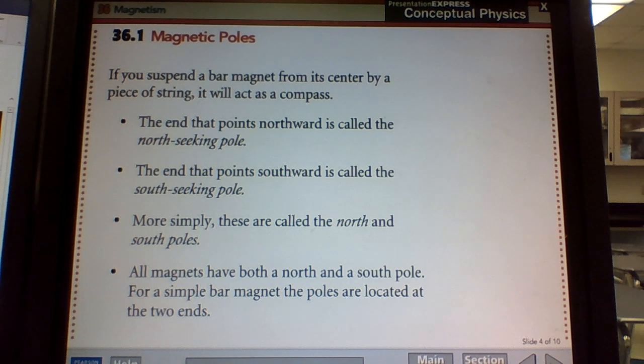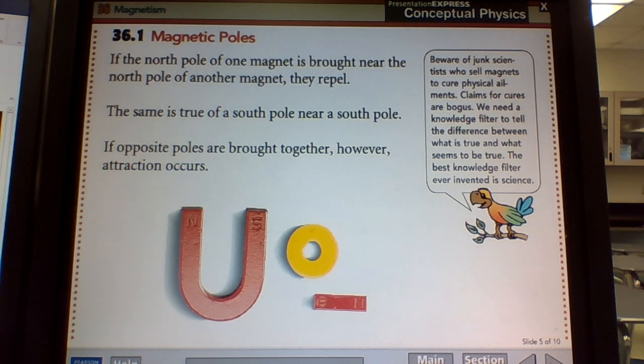If we had some more time, I would talk to you about it more in depth, but we're running out of time, so we're going to just skim by it there. So if we look at magnets, we've got a horseshoe magnet, a round magnet, and a little bar magnet. Each one of these has a north and a south end.